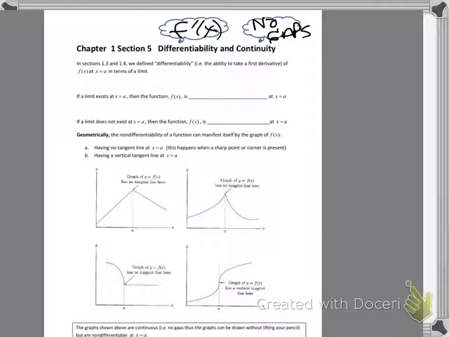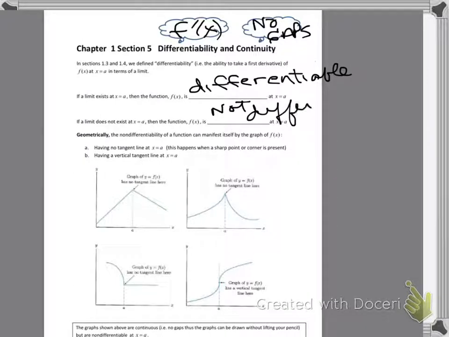All right, then we have some notes to fill in. In sections 1.3 and 1.4, we defined differentiability as the ability to take a first derivative of f of x at some point. So if a limit exists at x equals a, then we said the function is differentiable. On this line, write in the word differentiable. And if a limit does not exist at x equals a, then the function is not differentiable. That seems pretty self-explanatory.